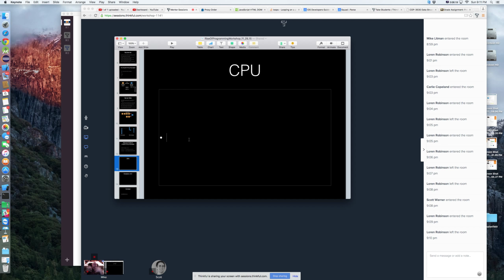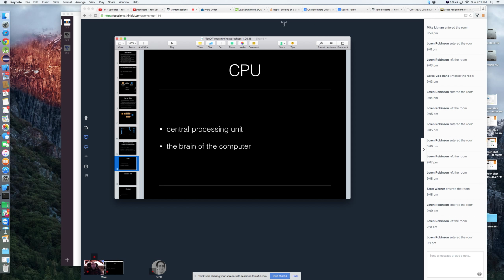So if I ask somebody what a CPU is, what's the obvious thing that comes out? Well, they say it's the central processing unit. Okay, well, what does that mean? Sometimes people say it's the brain of the computer, or something like that. And that might be true, but what does the CPU actually do? It's this resource. It's a little machine inside of our computer that is trying to solve a problem.